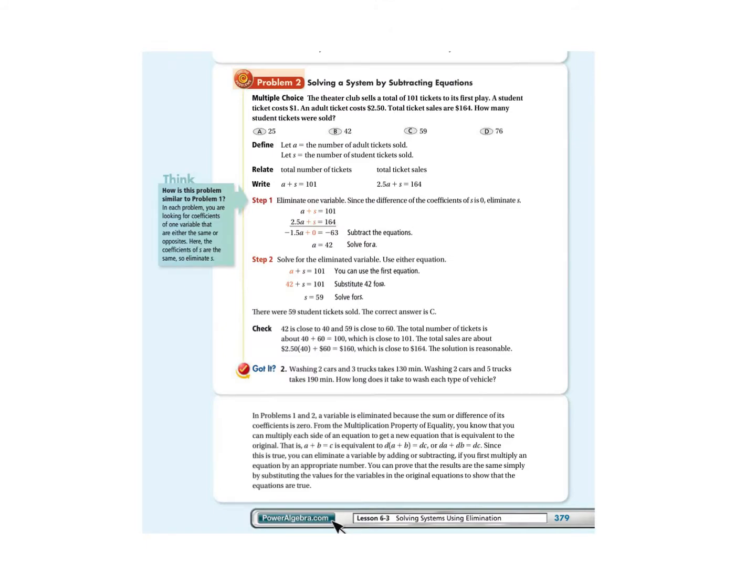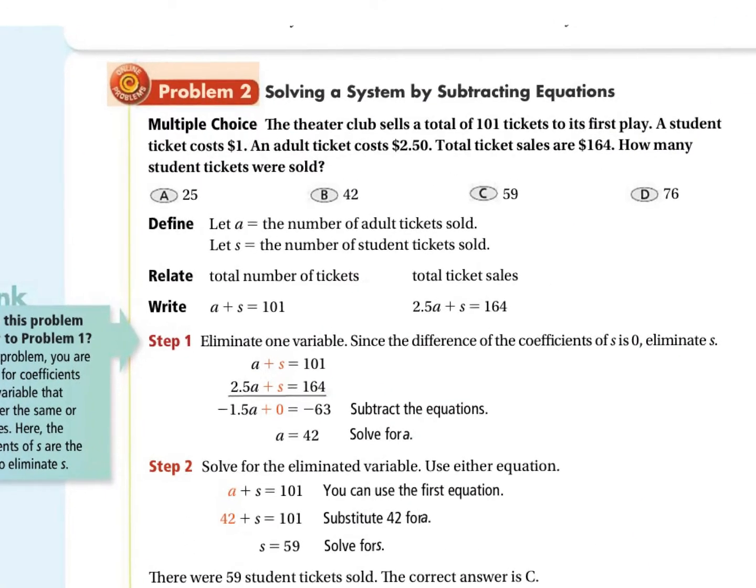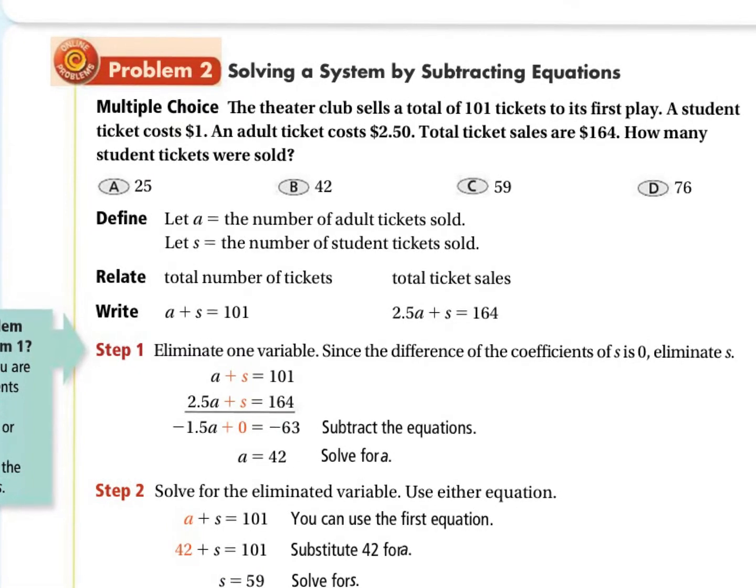So if we look at problem 2, we've got kind of a real life problem here. The theater club sells a total of 101 tickets to its first play. A student ticket costs $1. An adult ticket costs $2.50. Total ticket sales are $164. How many student tickets were sold?